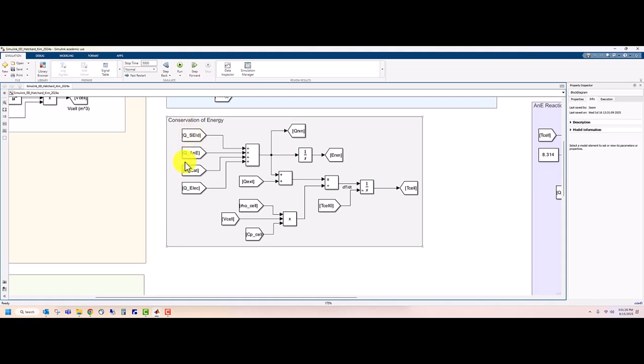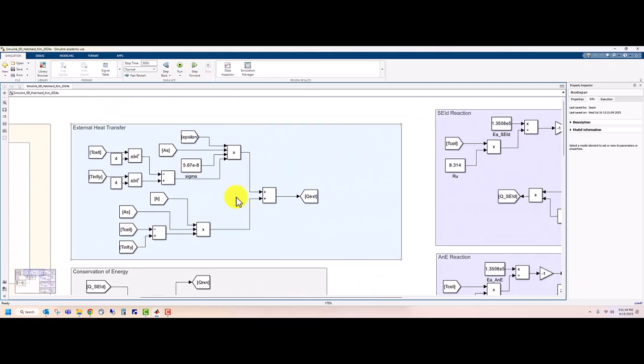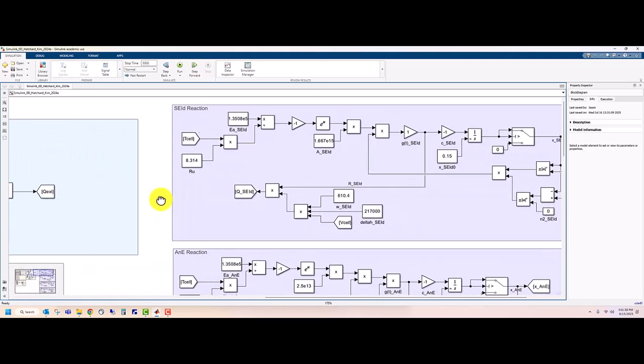So we have the heat generation from each of our four reactions, which when summed together gives us QRxn. We have our external heat transfer, and we have some cell thermal parameters here. We can also integrate the reaction heat rate over time to get the energy released from our decomposition reactions. The external heat transfer is shown here, radiation in the top grouping and convection in the bottom grouping. Summing those together gives us our total external heat transfer rate.